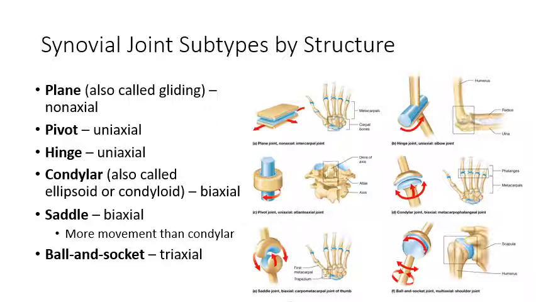So if we were to rank these joints by how much movement they allow, in general, plane joints allow the least. Then you have pivot joints and hinge joints allowing a little bit more. Then condylar joints allow more still. Saddle joints allow even more movement, and ball and socket joints allow the most movement.